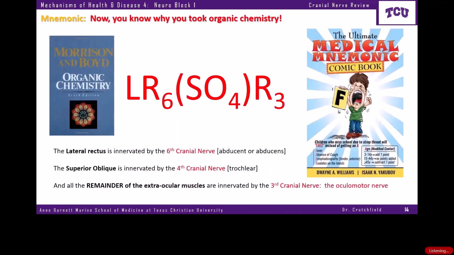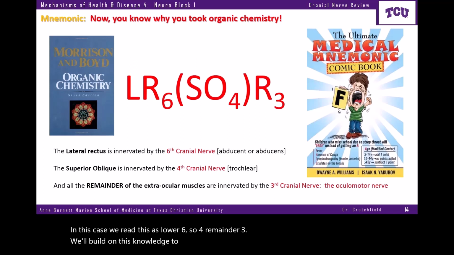Here's one of the few reasons you took chemistry in college, so that you'd understand chemical equations. In this case, we read this as LR6, SO4, remainder 3. We'll build on this knowledge to understand the palsies of strabismus. But what does this mean?